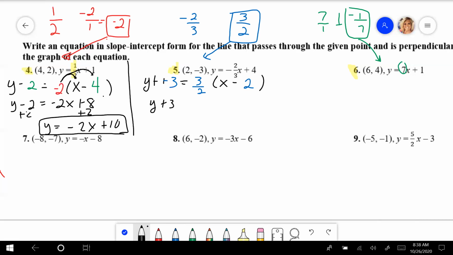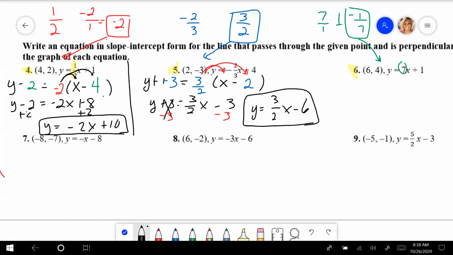Y plus 3 equals 3/2 times x. I don't have enough room, so I change that to +3, then do the distributive property. So I get 3/2 x, and then 3/2 times -2 is -3. Subtract 3 from each side. These cancel. Y equals 3/2 x minus 6. This is your new equation.